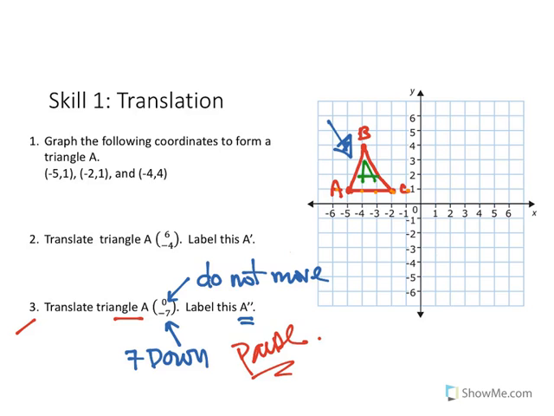So I'm going to take A, 1, 2, 3, 4, 5, 6, 7, new coordinate, C double prime. 1, 2, 3, 4, 5, 6, 7, and then B, 1, 2, 3, 4, 5, 6, 7, connect, and this is my A double prime.